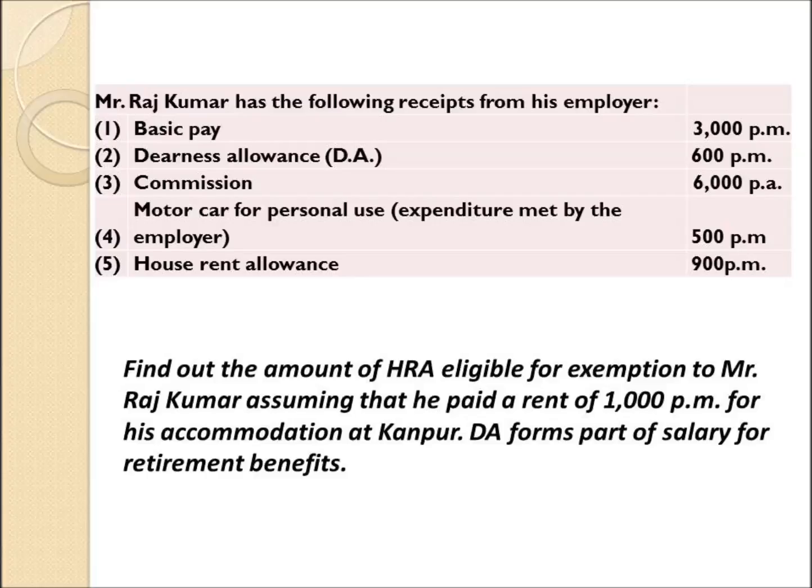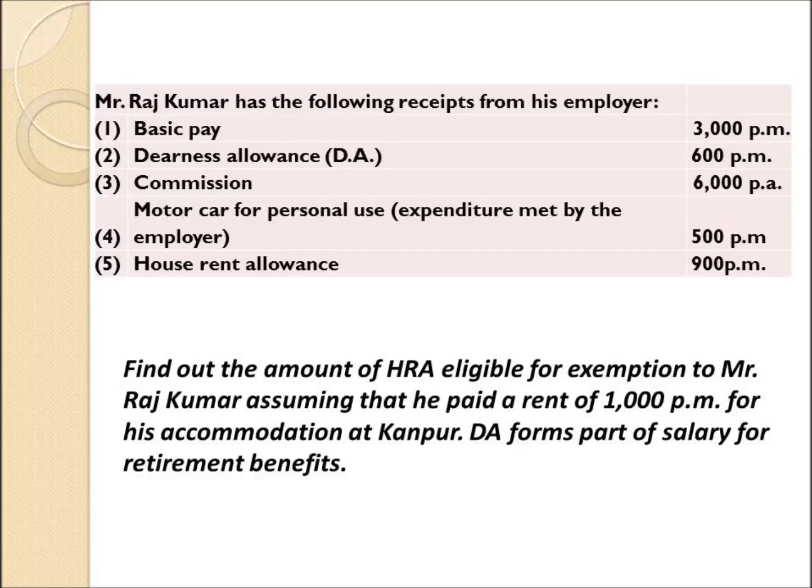So these are the figures given for Mr. Rajkumar. Find out the amount of HRA eligible for exemption to Mr. Rajkumar, assuming that he paid a rent of rupees 1000 per month for his accommodation at Kanpur. It is also given over here that DA forms part of salary for retirement benefits. So these are the particulars given for Mr. Rajkumar. So we have to calculate the amount of HRA eligible for exemption. Let us see the solution.